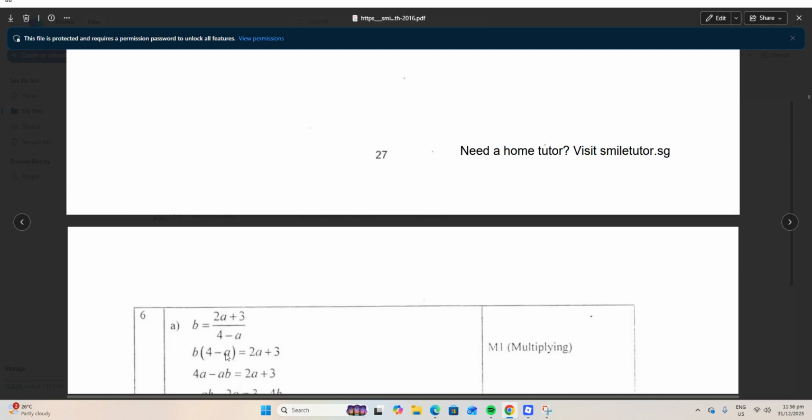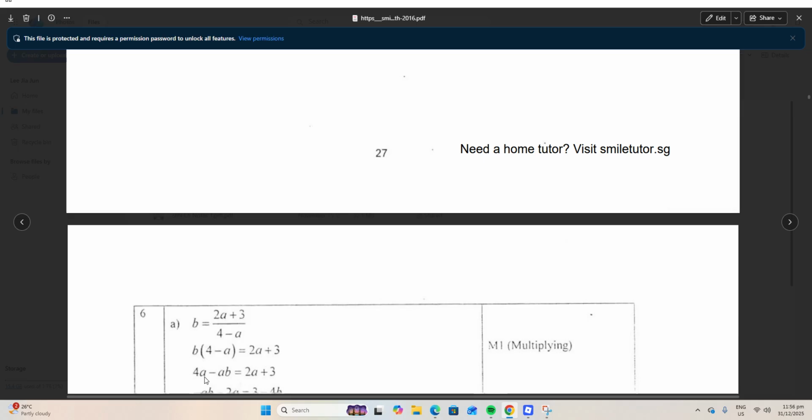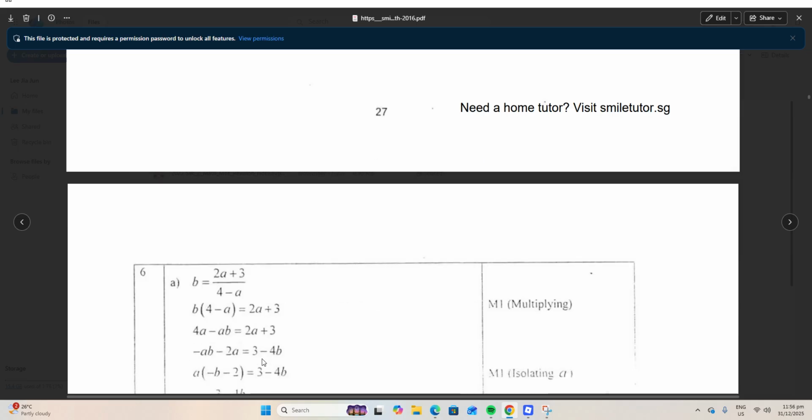Then after that, you simplify, you expand. So this is 4B, 4B minus AB, right? Minus AB. This one is 4B, 4A, 4B. Okay, yeah, 4B minus 4B.